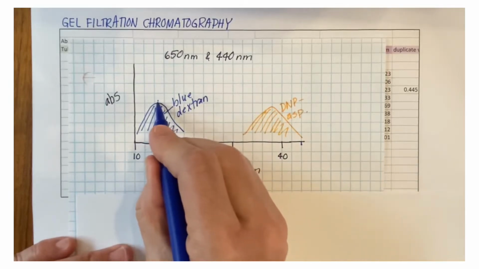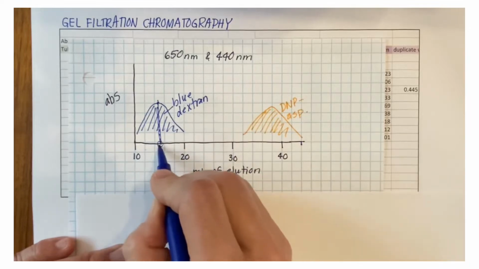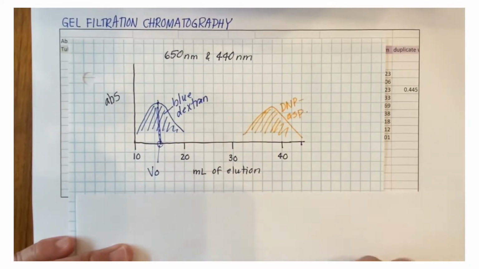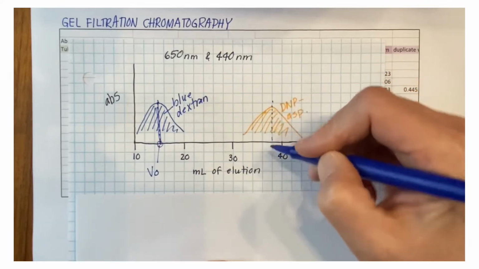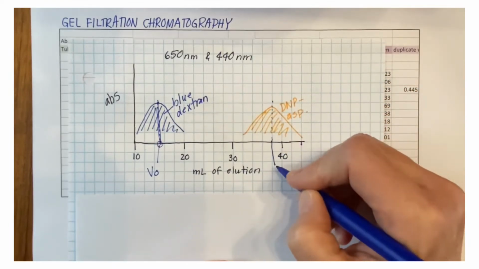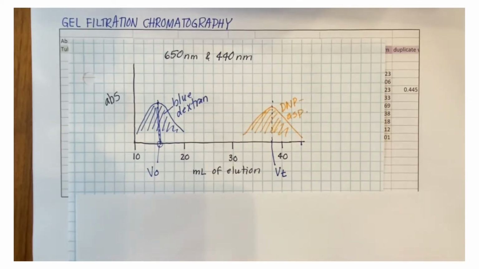So the reason we do this is because we want to find the volumes for the K average equation. So you take the peak of the peak, drop a perpendicular down, and that will be your VO, the void volume. And then you'll go to the other peak, which is the DNP aspartate, get that volume, and that will be the VT, which is the total volume of the column. So those are 2 parameters you need to solve the K average equation.